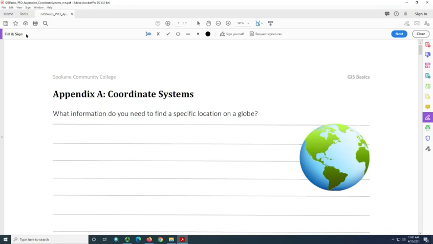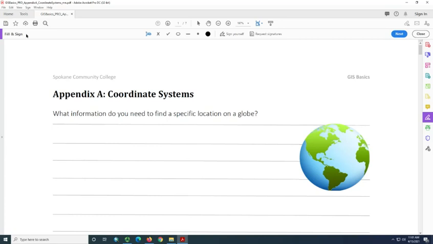So the first thing I want to ask you specifically is, if you wanted to find a specific location on a globe, what information would you need? I pause for you to ask yourself that question. If you were to plop a dot somewhere in what we know as Greenland, how could you tell somebody where that was?